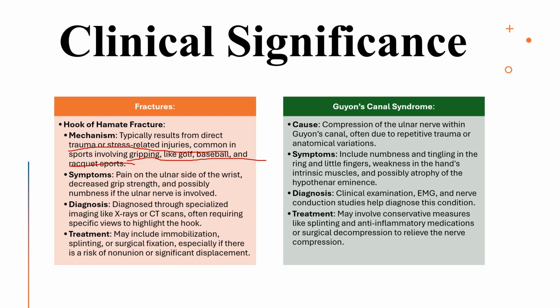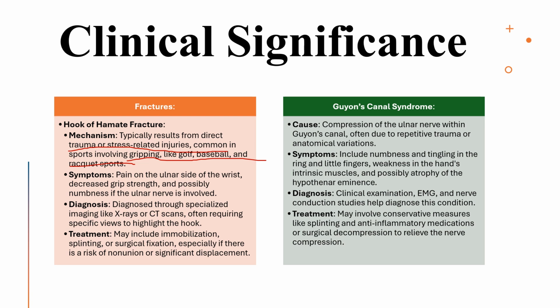Symptoms are pain on the ulnar side of the wrist, decreased grip strength, and possibly numbness if the ulnar nerve is involved. Diagnosis requires specialized imaging tests such as X-ray or CT scan, and the treatment includes immobilization, splinting or surgical fixation of the hook of hamate.